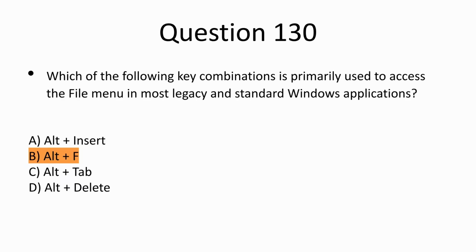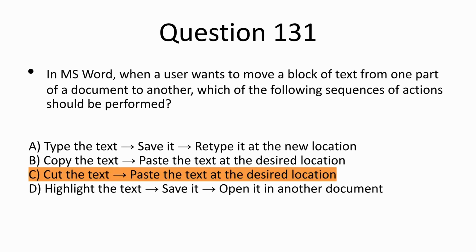Question 130. Which key combination is primarily used to access the File menu in most standard Windows applications? The combination is B, Alt plus F. Question 131. In MS Word, which sequence of actions moves a block of text? The correct sequence is C. Cut the text, then paste the text at the desired location.